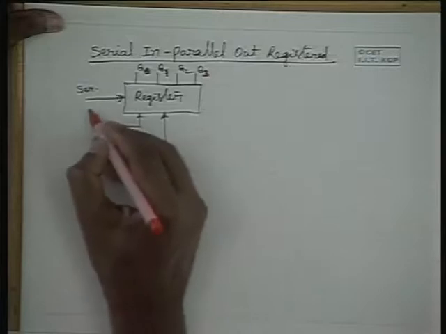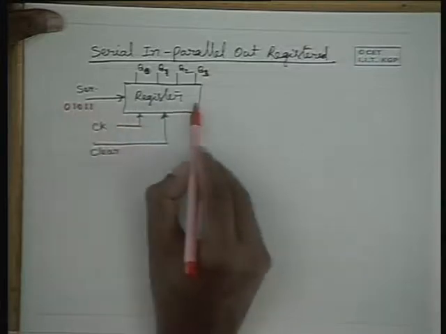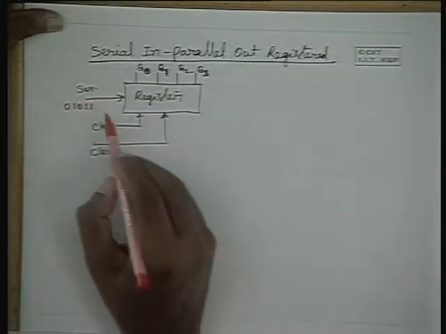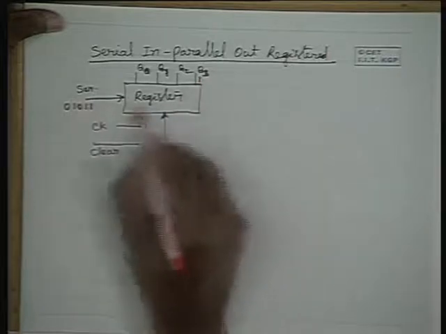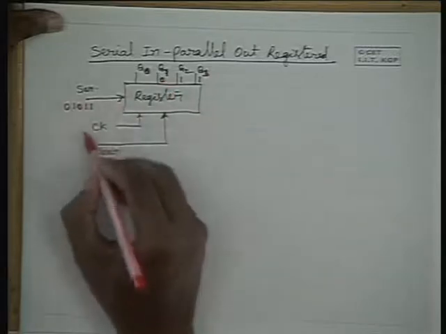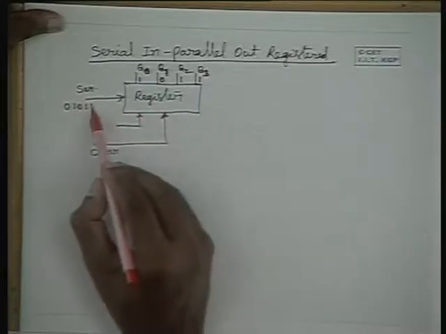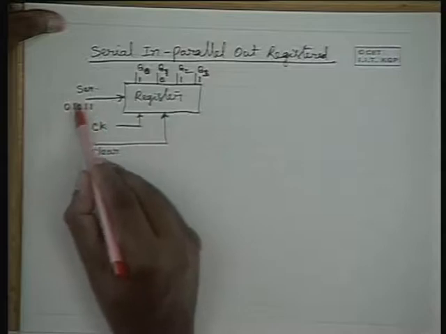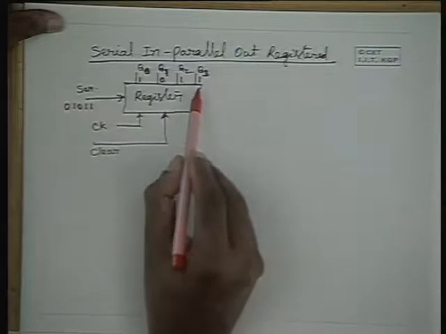Now, when we feed data of this type, this data goes into it and they appear here. After 4 clock pulses, this bit or this input will go to this location, and this input will go to this location, and this 0 goes to this location, and this 1 goes to this location. If it is a 4-bit shift register, after 4 clock pulses, the first 4 serial in data goes to the respective flip-flop outputs as shown here.